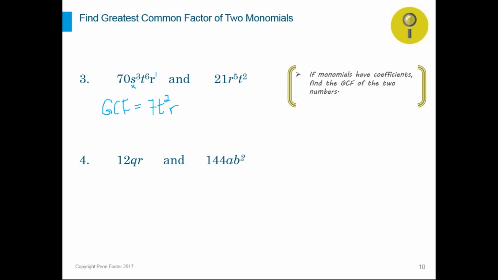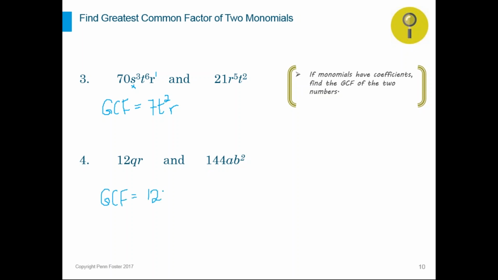One more question, 12 and 144. Right away, I know that 144 is a multiple of 12. 12 times 12 is 144. So I know that the greatest common factor is 12, but you can try the tree method if you want to make sure. So 12 would be part of our answer.